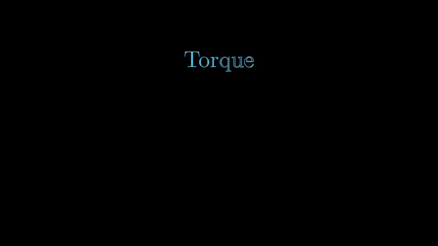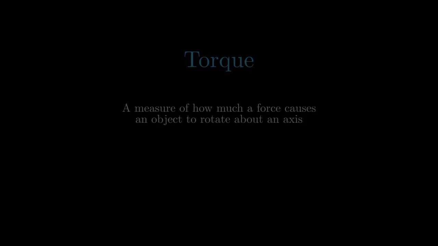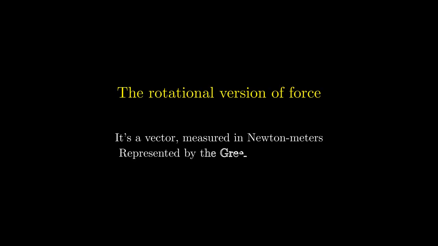Now let's define torque. Torque is a measure of how much a force causes an object to rotate about an axis. You can think of it as the rotational version of force. It's a vector measured in Newton meters and represented by the Greek letter tau.